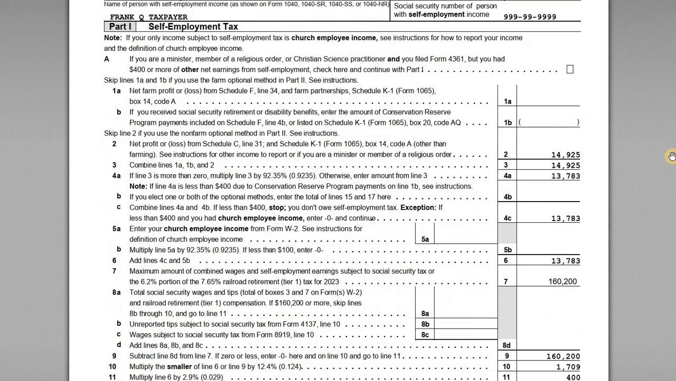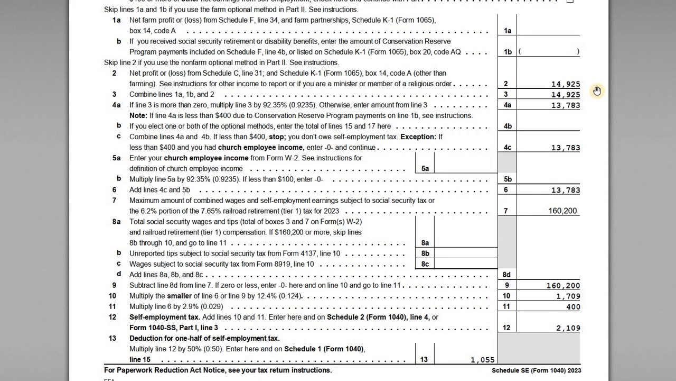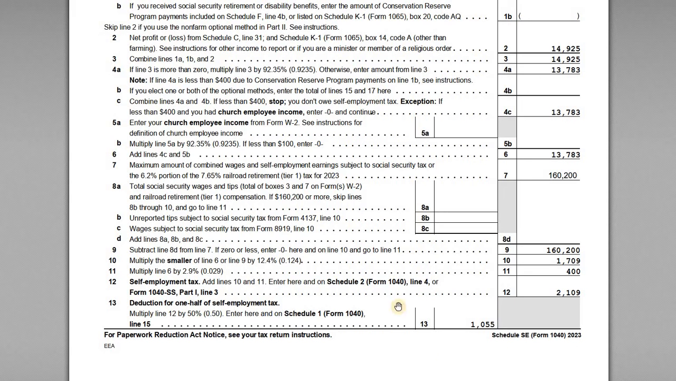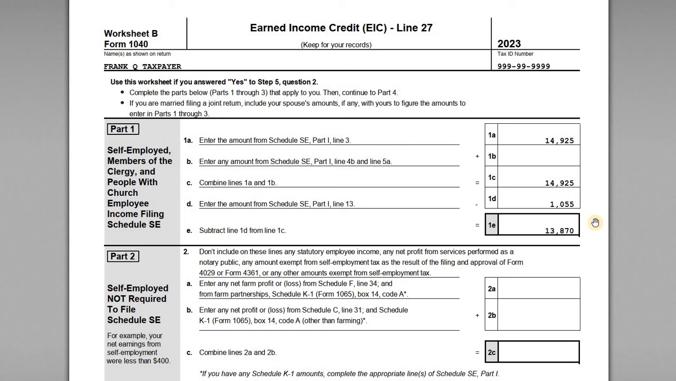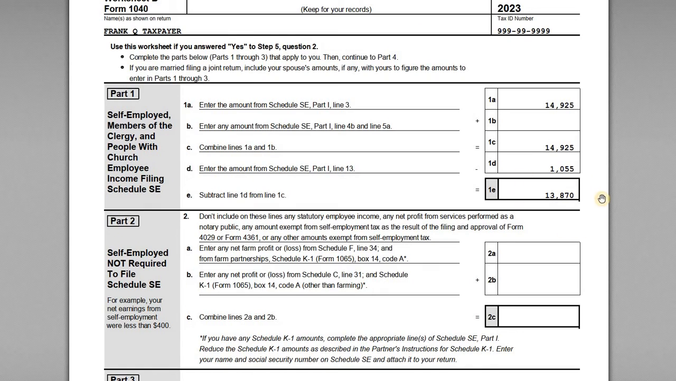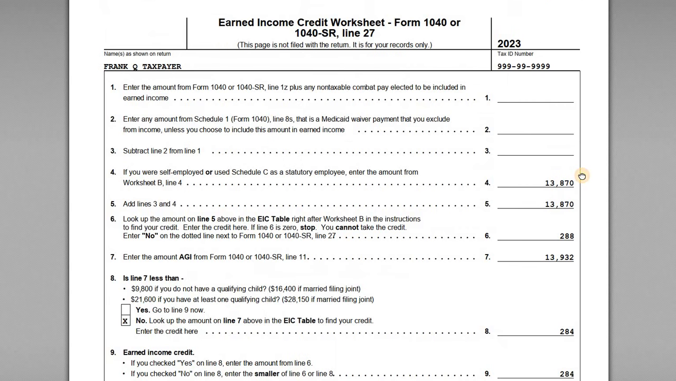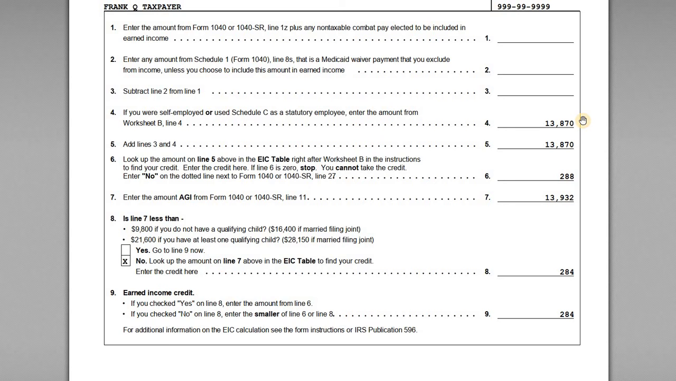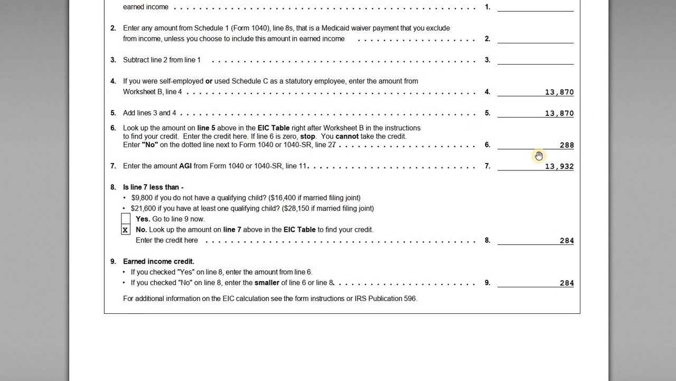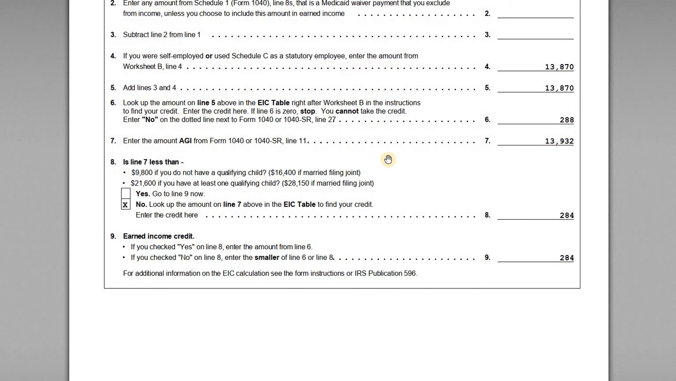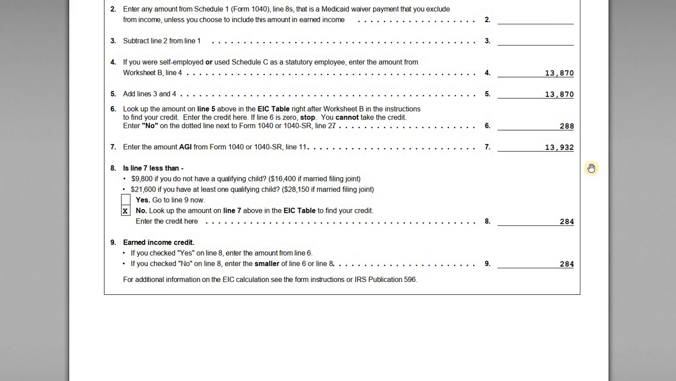Right? So we can see up here we've got the $14,925 figure. We've got the line 13 amount for $1,055. And so when we arrive at the net amount here, we have $13,870, which is deemed to be our earned income for purposes of this credit. So we enter the $13,870 there. And now we can look up the amount based on that earned income in the EIC tables.